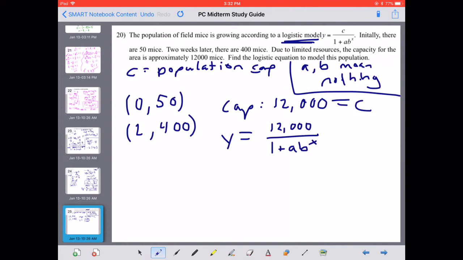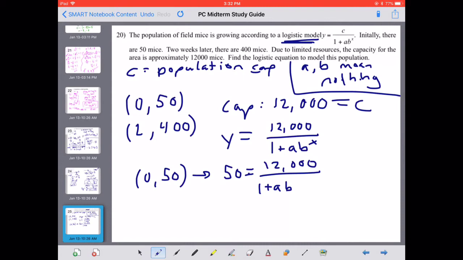We always then use our 0 number next, and I will always give you an initial value or a starting value. So what we just need to do is plug in our value. So y is 50, and then we want to plug in our x. We still don't know our a or b, so those both stay as letters, and then our 0. Remember, when we raise anything to the power of 0, we get a 1, so our b term kind of just disappears. So here we're just kind of left with 12,000 on top and 1 plus a on the bottom.